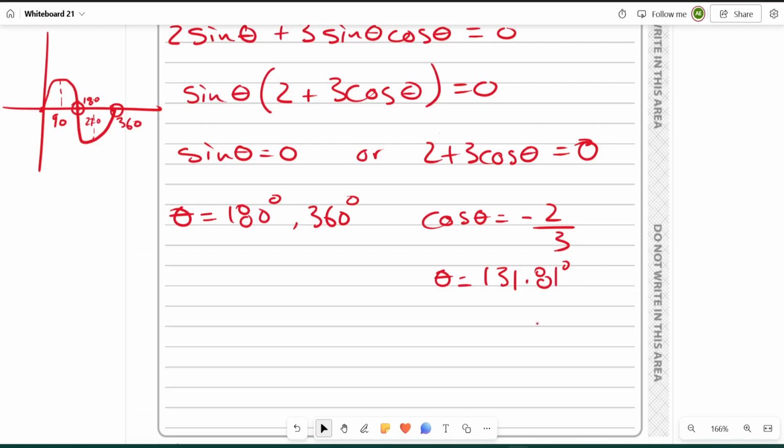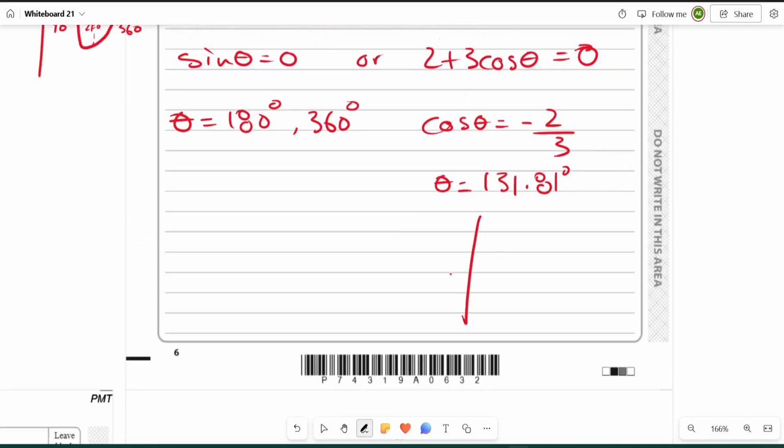However, let's see if we will have another answer. So we need to use the ASTC rule. Cosine theta is a negative answer, so cosine is negative in the second and the third quadrants. The first principal answer is going to be positive 131.81. From the positive x-axis, I'm going to move anti-clockwise since it's positive. So that leaves me with this angle as 180 minus 131.81. That is 48.19.